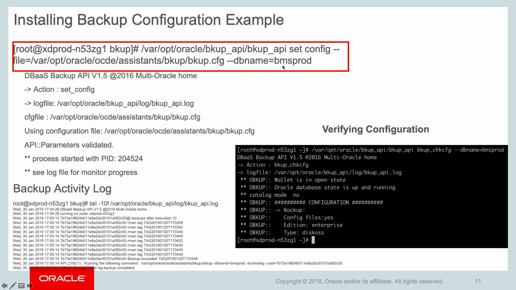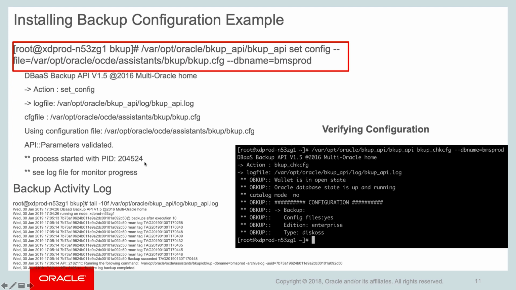So in my case, the database name is BMS prod, and I'm going to set this backup on this database. Once you execute this command, it will provide you a bit of logging here. So you can see the backup API version and that it is set config, and there is a log file associated with that. This log file can be tracked later to see what's going on behind the scenes. The configuration file used for installing the backup is listed out here, and then it will validate all the parameters. If everything is fine, the process will get started. So you will see a PID, which can be again used for tracking it.